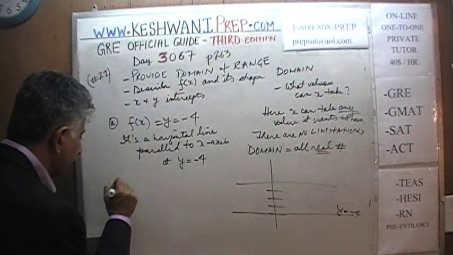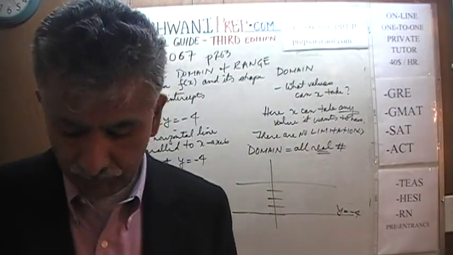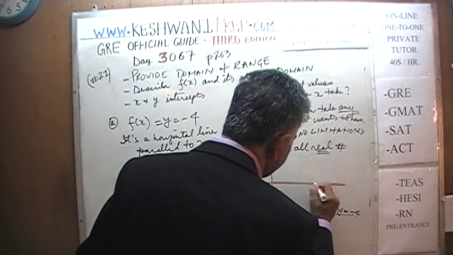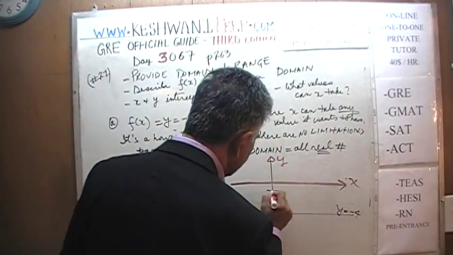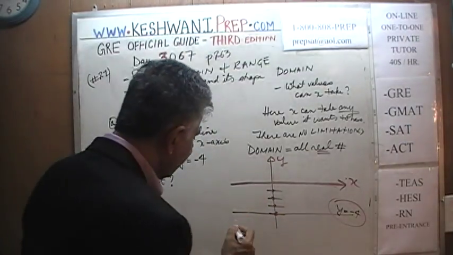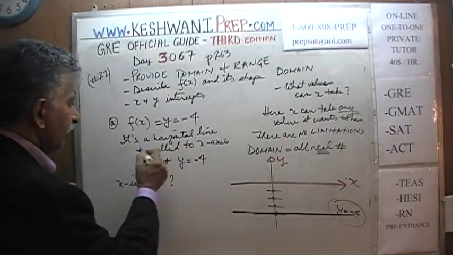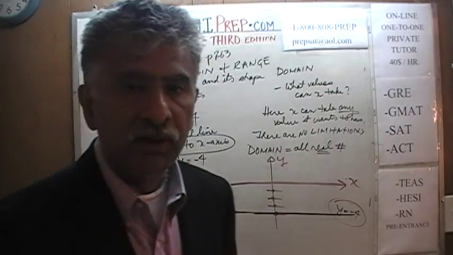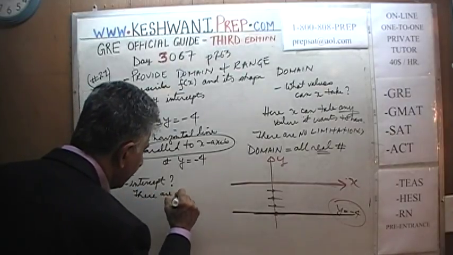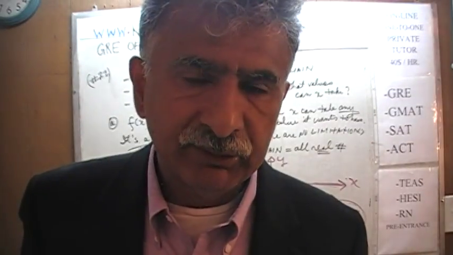What is the x-intercept? In other words, where does it cut the x-axis? This is the x-axis right here. This is the y-axis. This is 1, 2, 3, 4, negative 4. Where does this black line cut the x-axis? As we can clearly see, it does not. It doesn't cut the x-axis at all. It is a horizontal line parallel to the x-axis. It's never going to cut the x-axis. What are the x-intercepts? The answer here is, there are no x-intercepts. In plain English, it cuts the x-axis nowhere.